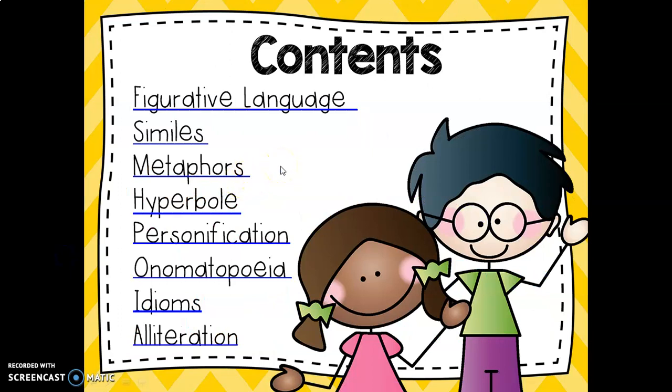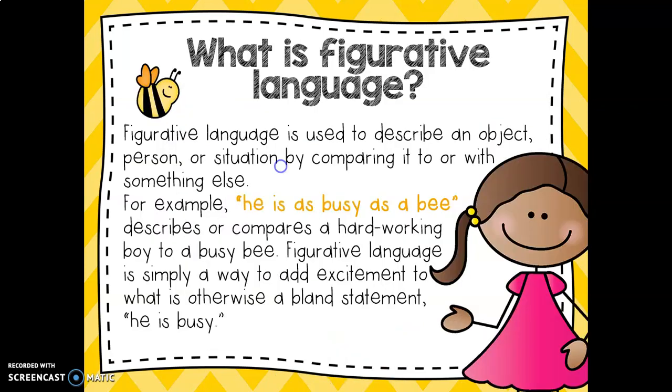We're going to be talking about similes, metaphors, hyperbole, personification, onomatopoeia, idioms, and alliteration. So, what is figurative language? Figurative language is used to describe an object, person, or situation by comparing it to or with something else. For example, he is as busy as a bee, describes or compares a hardworking boy to a busy bee. Figurative language is simply a way to add excitement to what is otherwise a bland statement, like, he is busy.